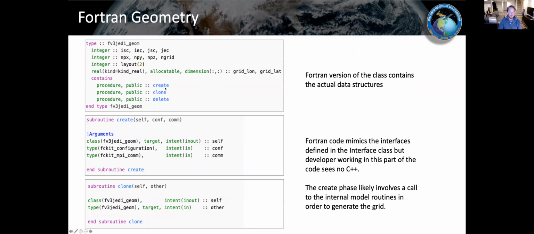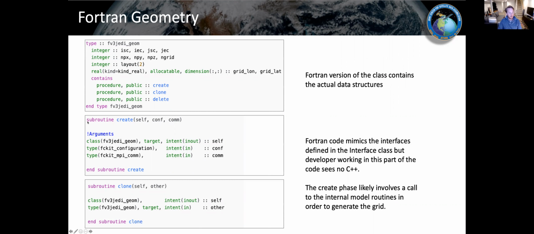There are default ways of describing constructors and destructors, but in Fortran you do have to give them names like this. This is a slimmed down example, but basically you might have things like the number of grid points, the domain decomposition, the processor layouts, and then the lats and lons of the grid.